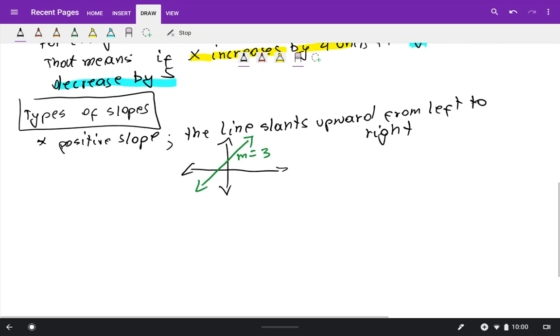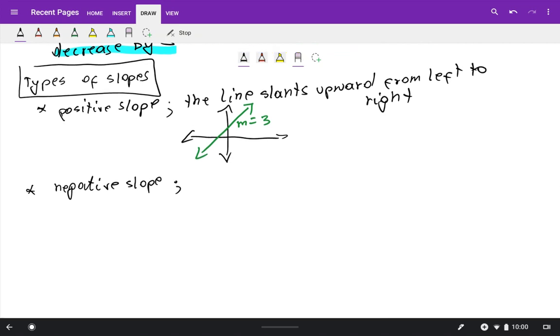We can have negative slopes. It's going to be the opposite. That means the line slants downward from left to right.